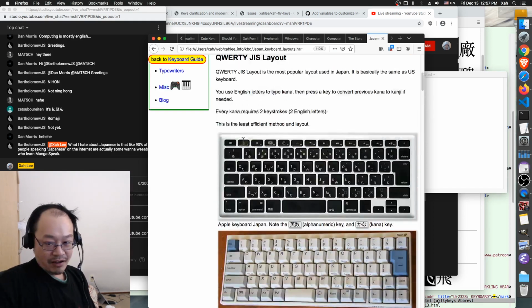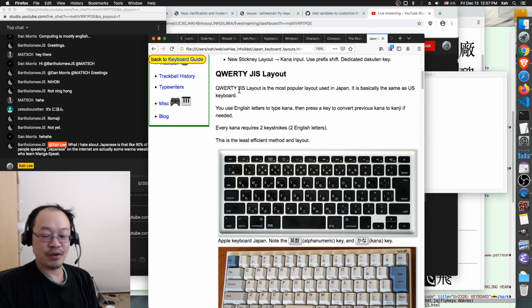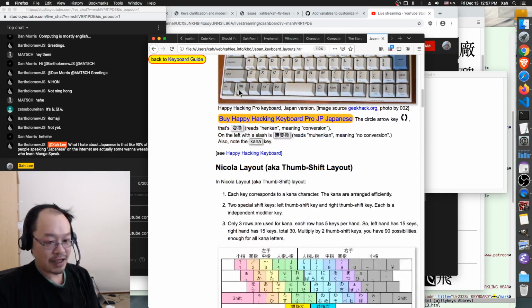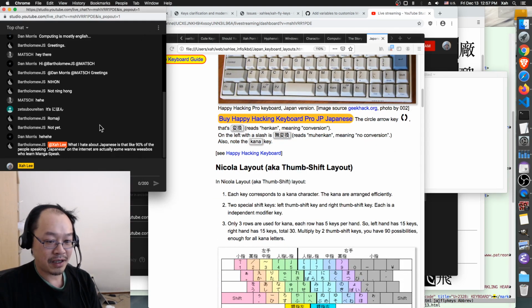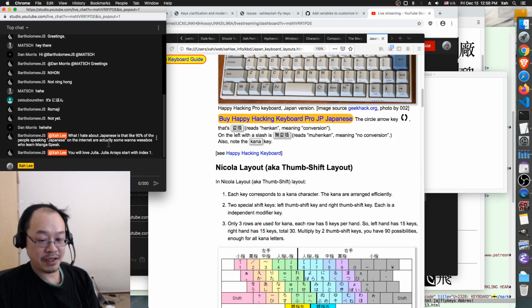So we talked about the QWERTY JIS layout. Actually, let me read a comment. Bot says, what I hate about Japanese is that like 90% of people speaking Japanese on the internet are actually some wannabe weebos who learned manga speak.